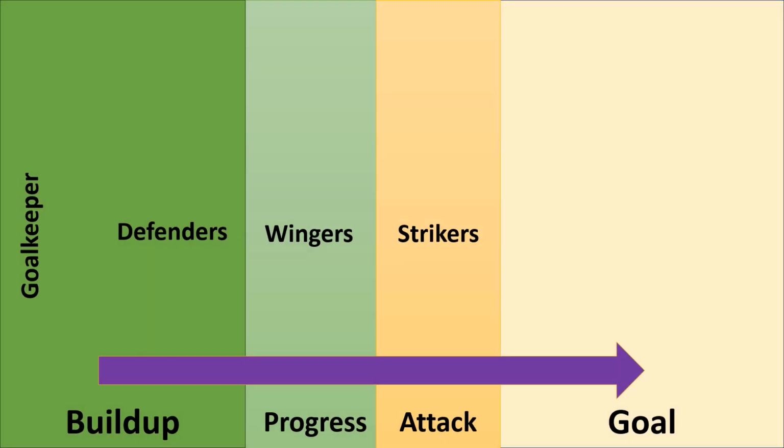The wingers then pass the ball to the strikers, whose job is to finish and put the ball behind the net. This is illustrated in the diagram as build-up, defenders and the goalkeeper, progress, winger or central midfielder, attack, wingers and/or strikers, and the goal, which is just the striker's job.